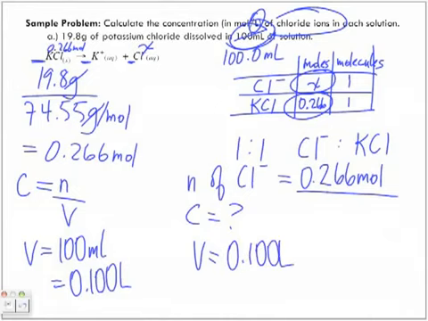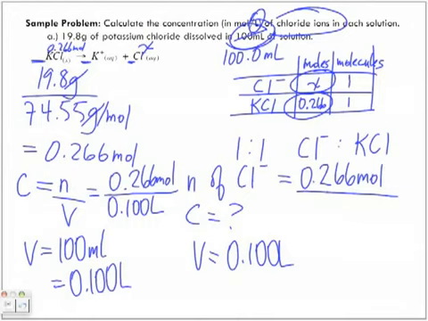Our volume is 0.100 liters. To find the concentration, we divide our n value, 0.266 moles, by our volume, 0.100 liters, and the concentration is 2.66 moles per liter.